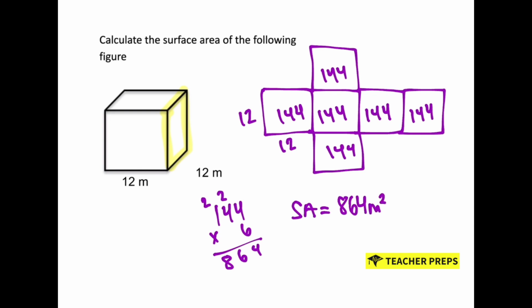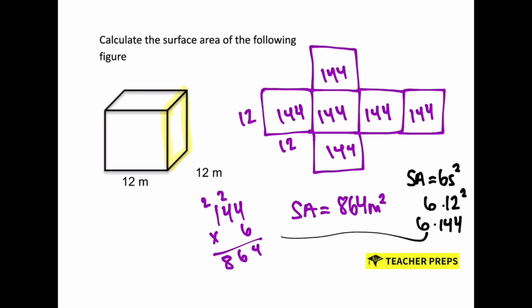There is a special equation that can be used for cubes. It's 6 times s squared. Think about it. The s was 12. So we have 6 times 12 times 12. That would have been 6 times 144, which is what we did. So for cubes, you could use this equation instead of drawing a net.